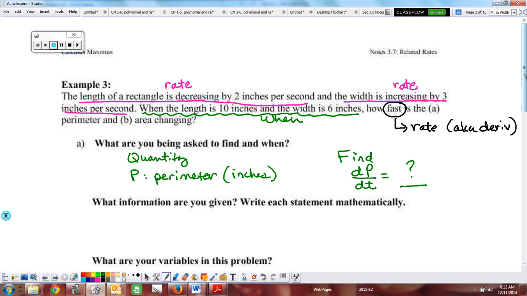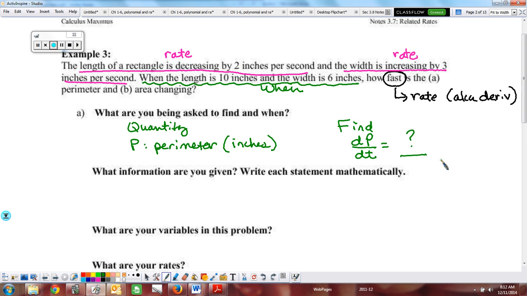All right, and then we go to what are we given? So we read through the problem again, and now we're going to look at what rates and what information we were given. We take the first sentence: the length of a rectangle is decreasing by 2 inches per second. So we create a variable, length. We're measuring it in inches. And then we identify the rate that we are given, dL/dt, it's decreasing, negative 2 inches per second. So we write that down.